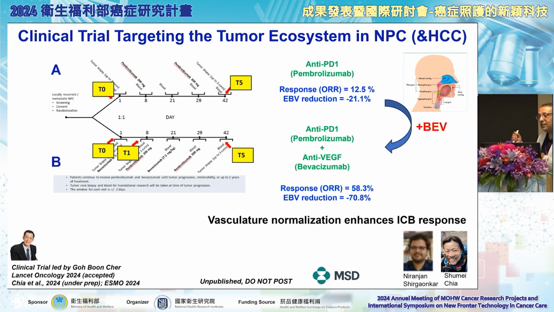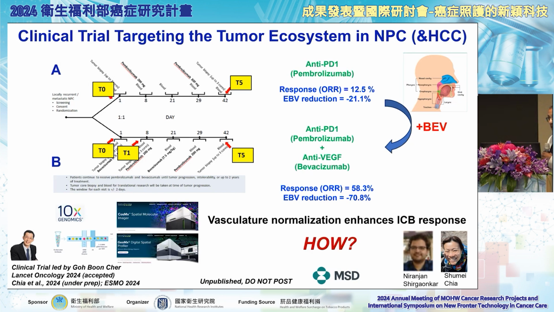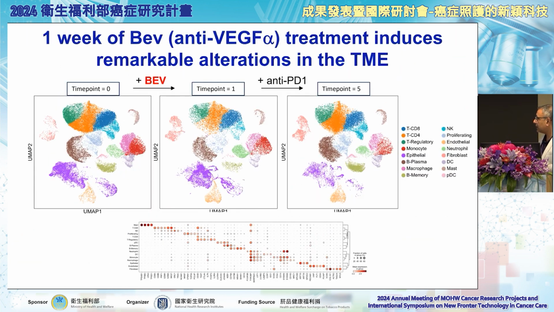So suggesting that simply 1 week of bevacizumab, which alone as monotherapy has failed, right? It's part of a negative trial, but we know it can normalize endothelial cells, would somehow enhance this immune checkpoint blockade response. The question was how. And so we had these samples, which are highlighted in these yellow time points. So we have longitudinal serial biopsies at T0 and T5 for Arm A and T0, T1, and T5 in Arm B. The clinical study has just been recently accepted in Lancet Oncology, but the rest of it is a manuscript that we are submitting in terms of the translational mechanism.